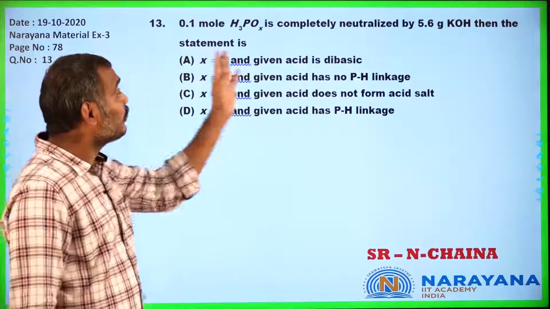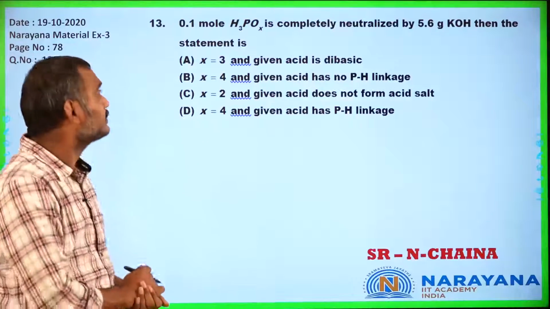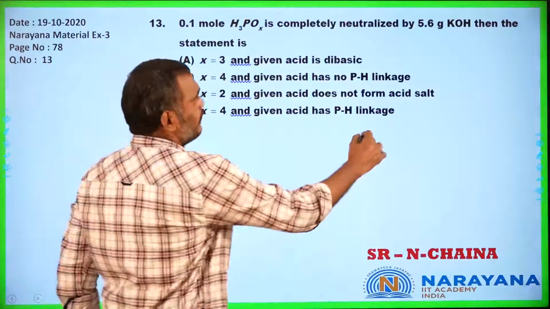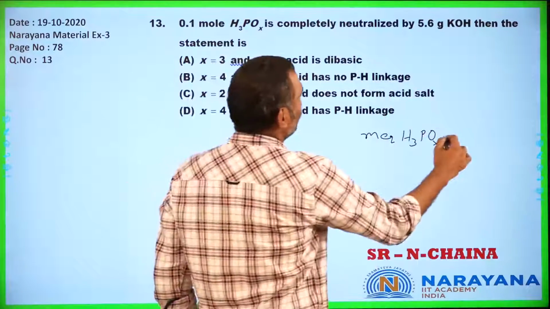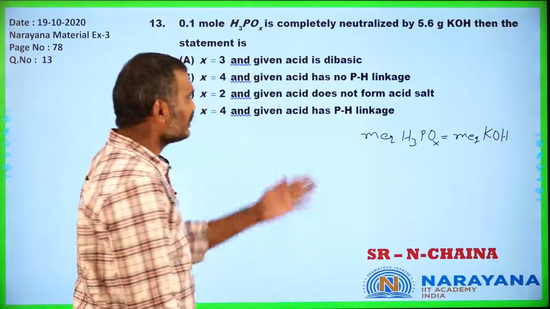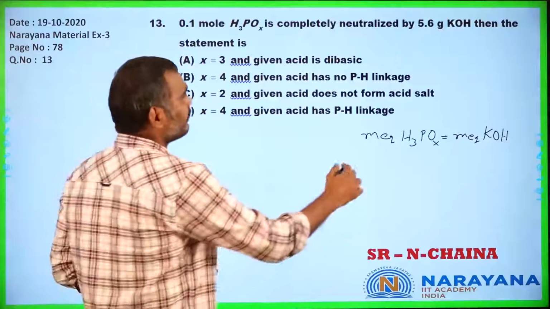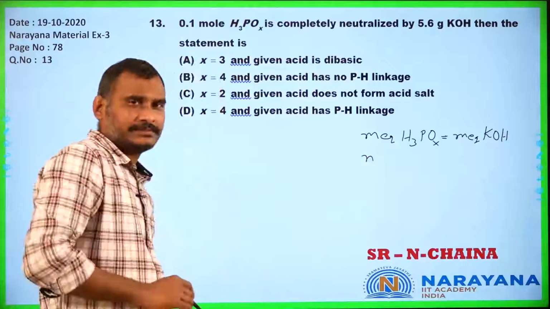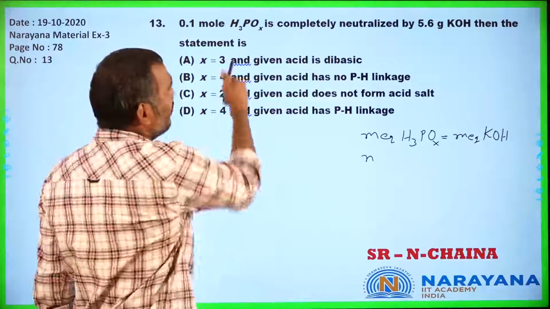0.1 mole H3POX is completely neutralized by 5.6 gram KOH. Then the statement is: milli equivalence of H3POX is equal to milli equivalence of KOH. Sir, they gave moles. If they give moles, what is the milli equivalence formula? That is number of millimoles into n factor. You apply the logic. Okay, so 0.1 mole.